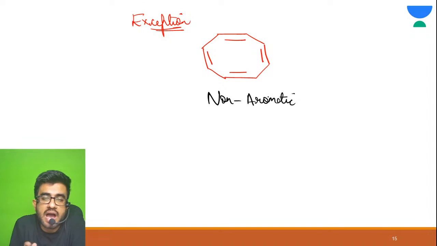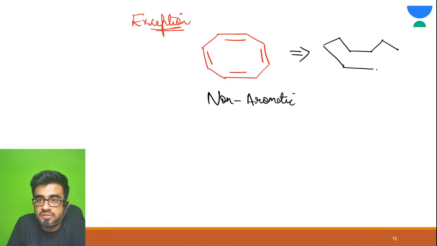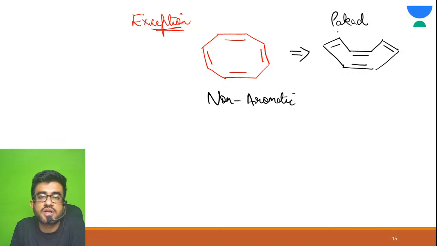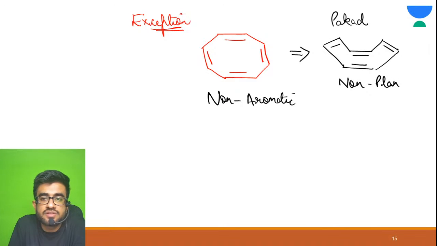If you have a ring size of 8 carbons, it is converted into this type of structure due to repulsions. These are known as puckered structures. These are non-planar.